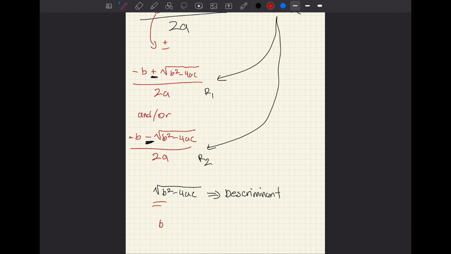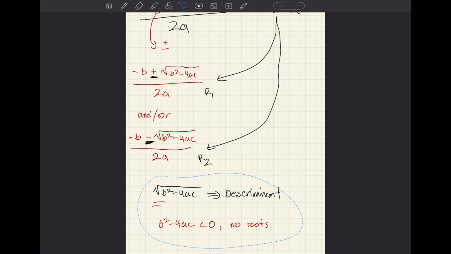So if b squared minus 4ac is less than 0, no roots. Why is this? Because the square root of a negative number doesn't exist.